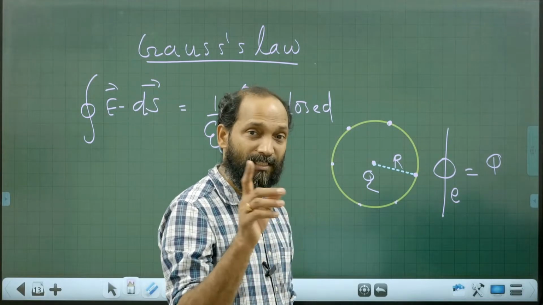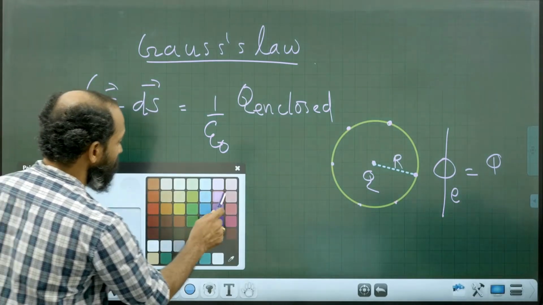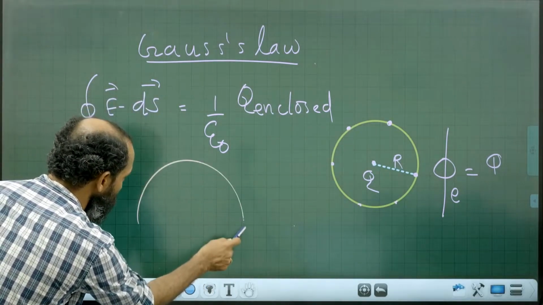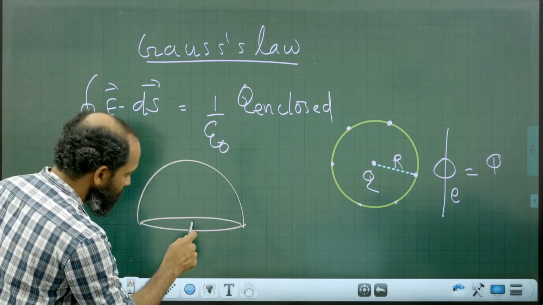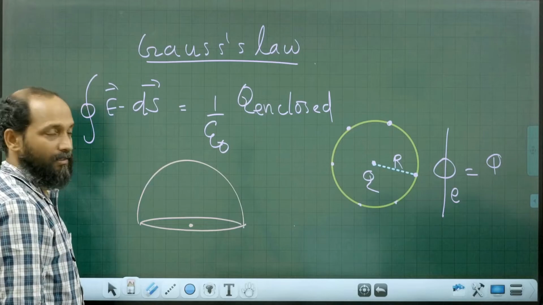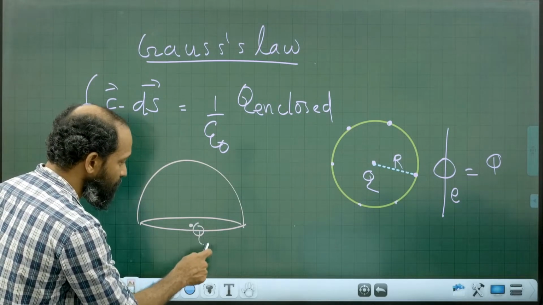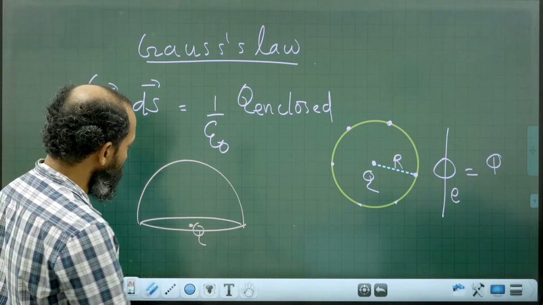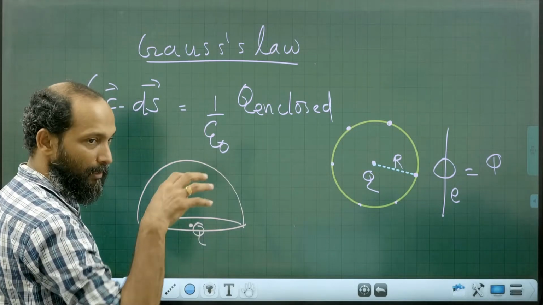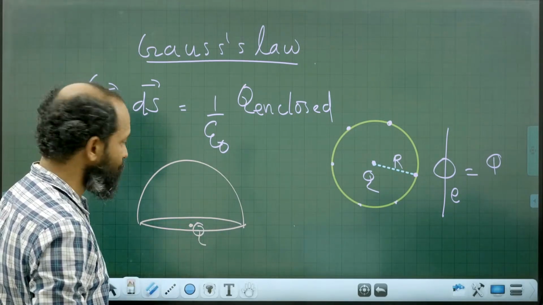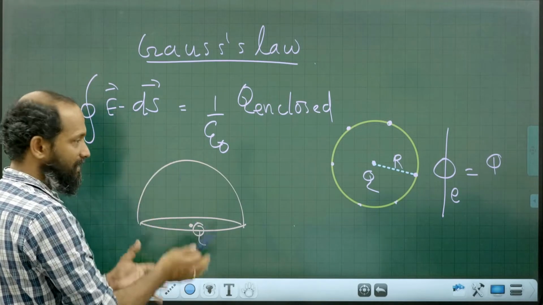Because there you should not alter the charge enclosed. Another important feature of this one: consider a hemisphere. Consider an open-mouthed hemispherical bowl, at the center of which a charge Q is placed. What is the total flux?